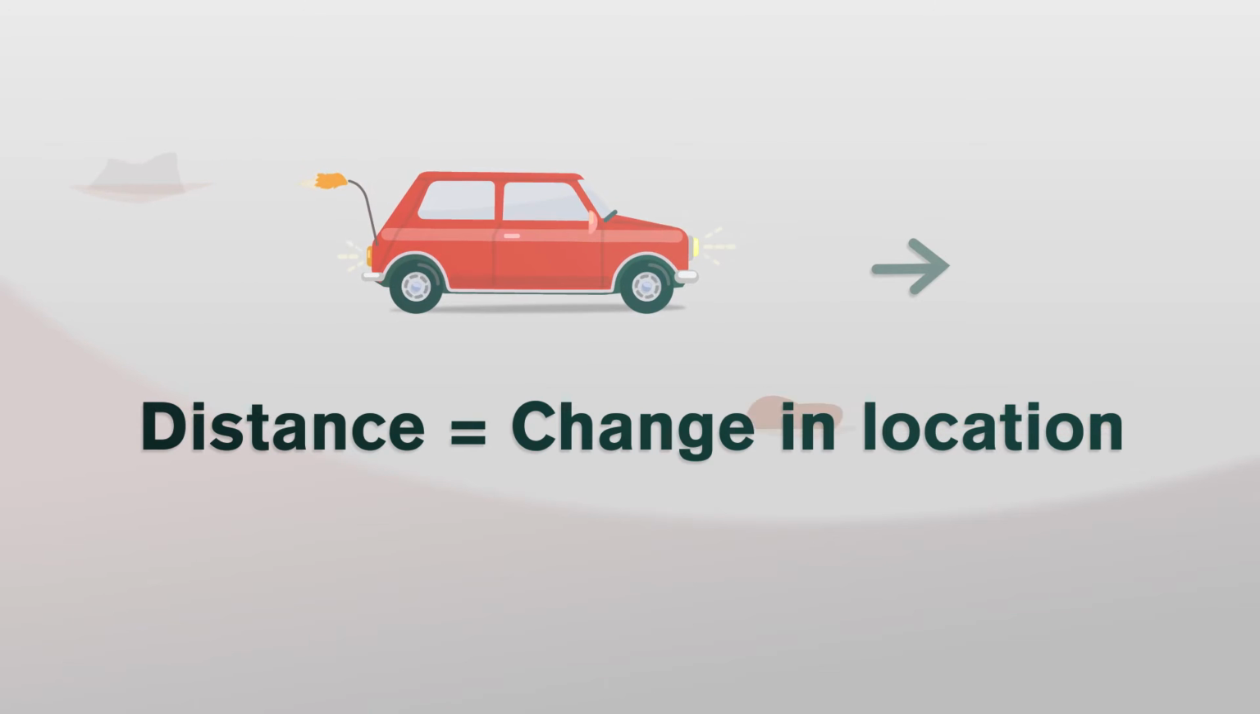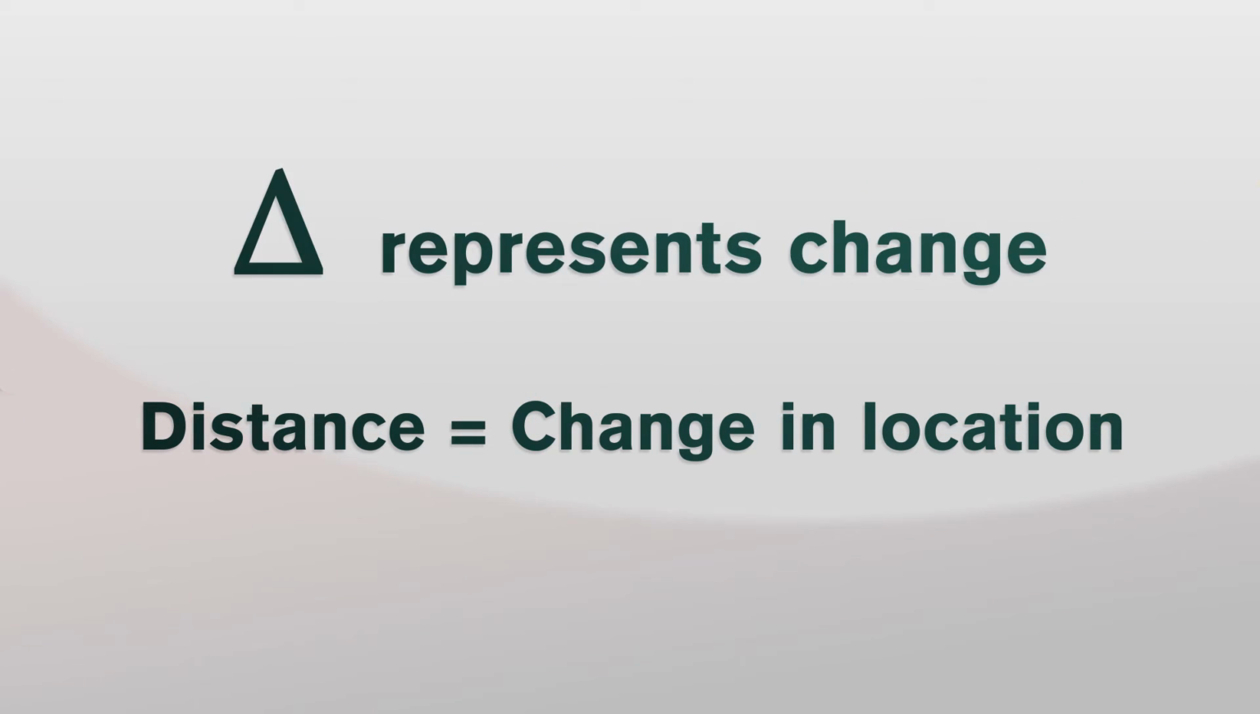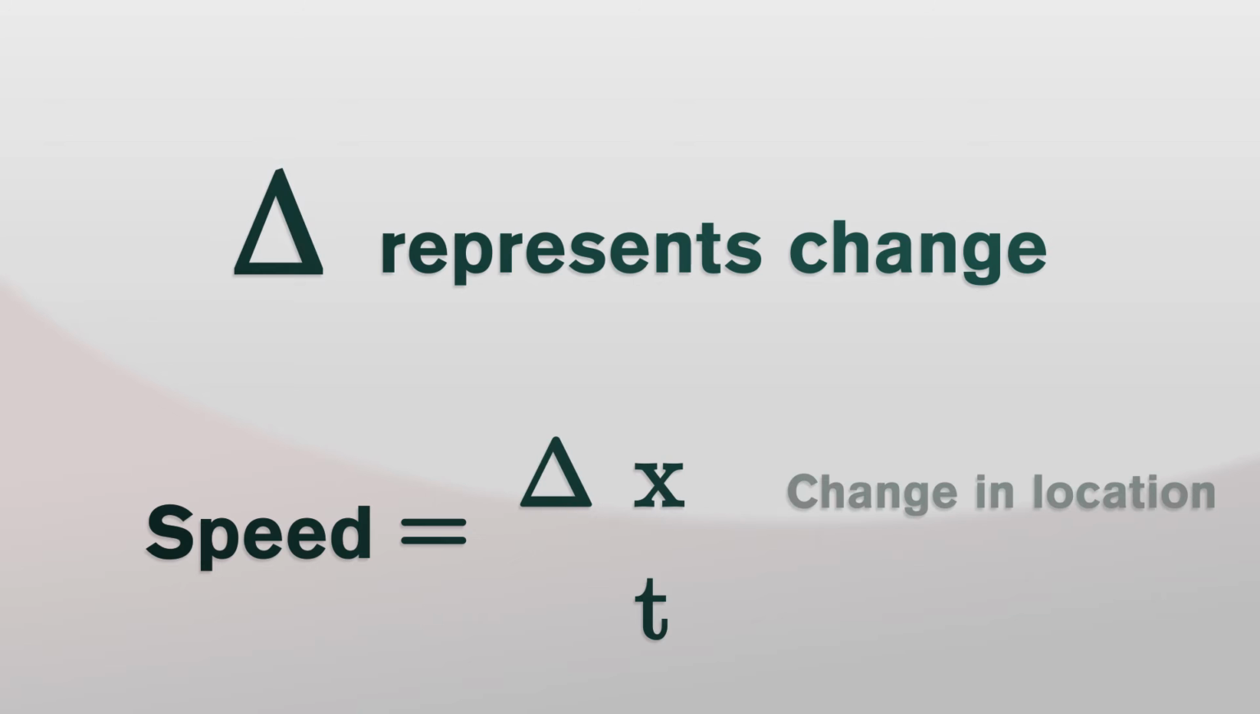In mathematics, we often use the Greek capital letter delta to represent change. So if we call position x and time t, then speed is equal to the change in location over the change in time, or delta x over delta t. This is just the same old speed, time and distance formula you've used in school.